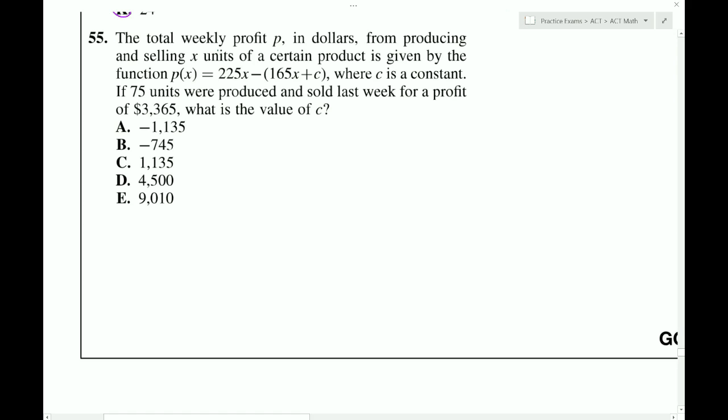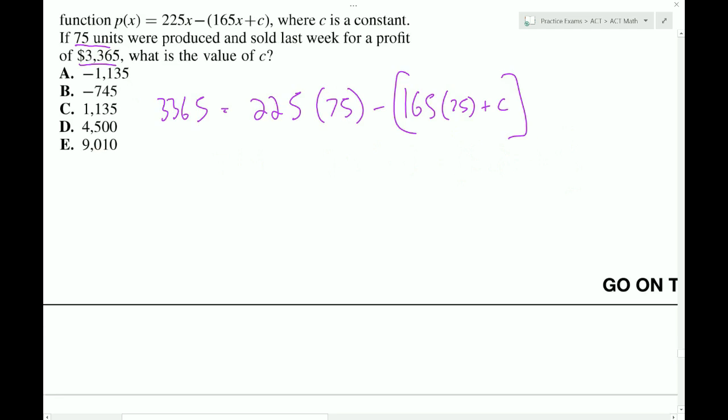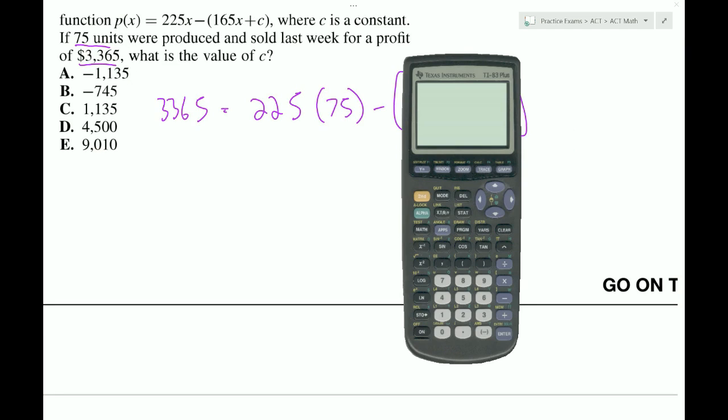Alright, so the total weekly profit P in dollars from producing and selling X units of a certain product is given by this function. If 75 units were produced for a profit of this, what is the value of C? So they're giving us the input and the output to use. So the output here is 3365. The input value is 75 units. Okay. So grab the calculator and get to work.